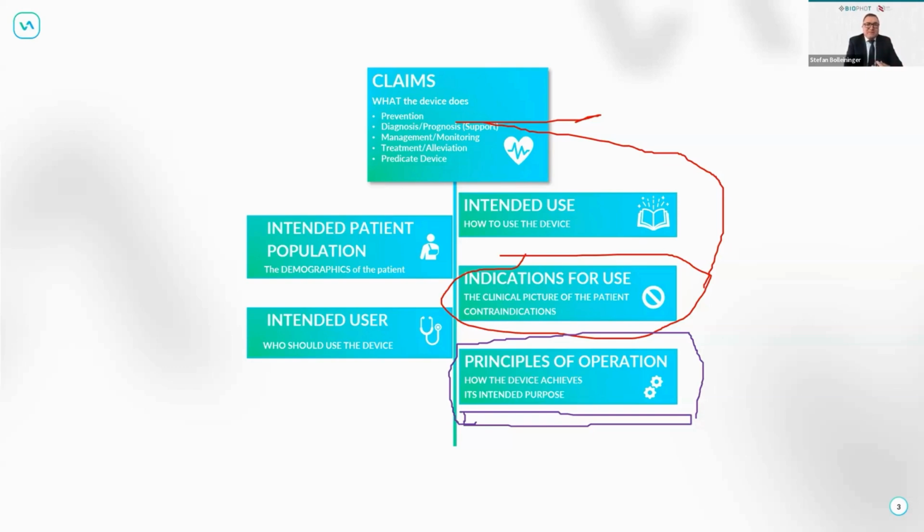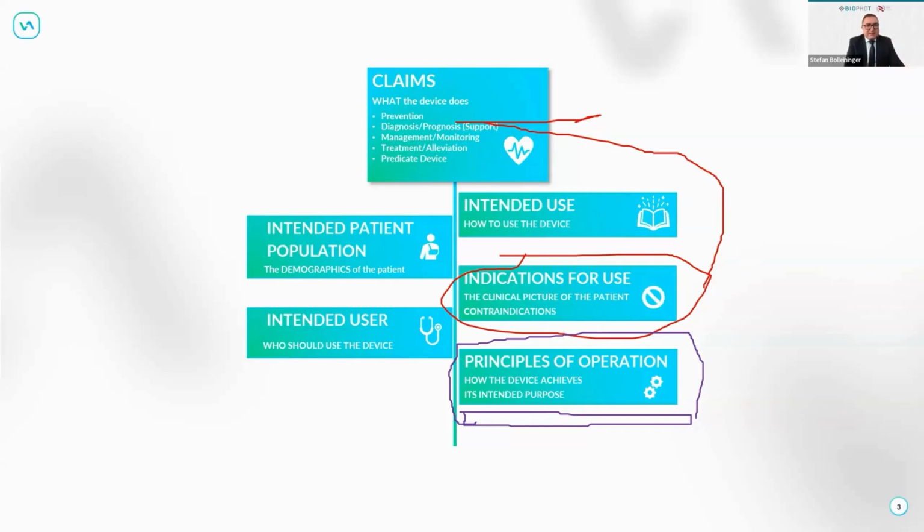Unfortunately, the principles of operation are part of the intended purpose of the product and therefore part of the instructions for use, so you need to disclose them to your user. You want to have that as vague as possible because of competitive products. You want to have it only in a way that you can utilize it, but no one else.